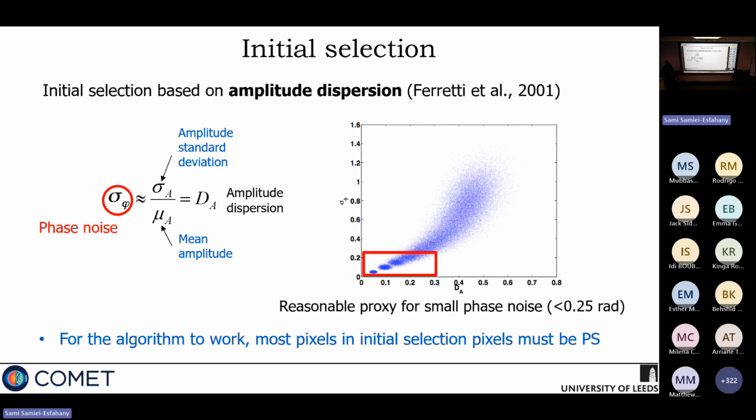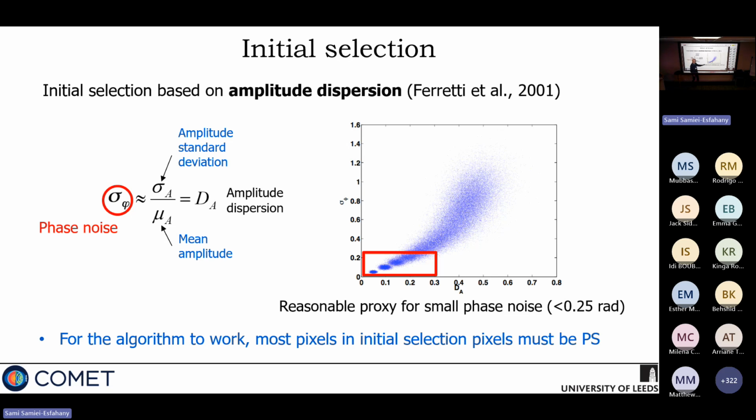And how do you determine what's a good pixel? Well, it's based on phase noise, and we don't yet know what that is. There's quite a good correlation between phase noise and something called amplitude dispersion, where amplitude dispersion is just the standard deviation. So in your time series of images, you look at how the amplitudes of each pixel vary in time. You calculate the standard deviation and also the mean amplitude, divide one by the other, and you get the amplitude dispersion. As I say, it's a reasonable proxy for phase noise, but only if the phase noise is small.